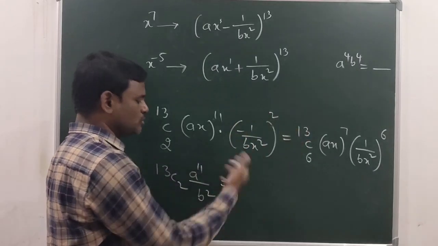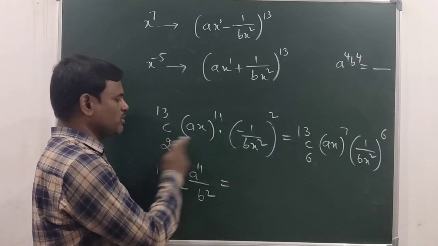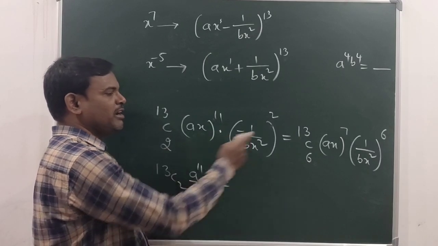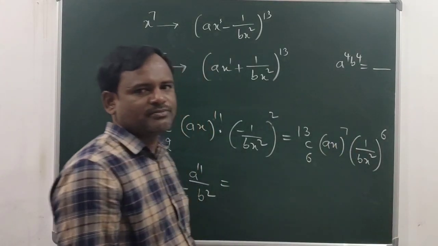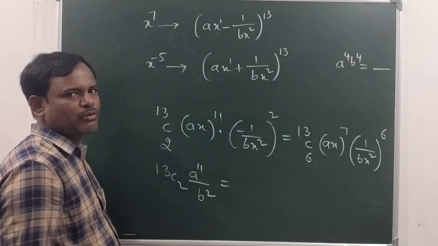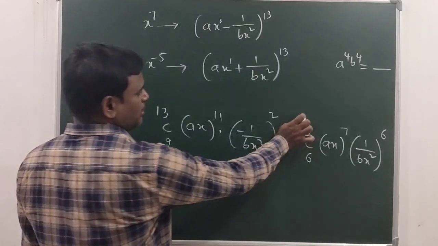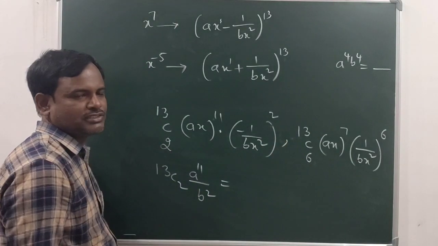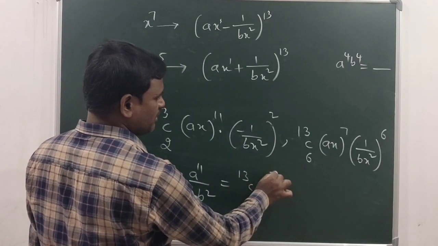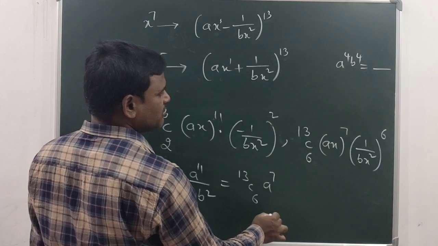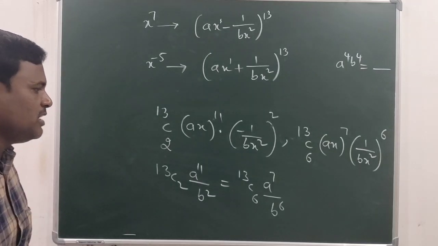So actually no need to write LHS, RHS. Okay, I am just equating the coefficient of x power 7 for the left side, and for the right side the coefficient of x power minus 5. Coefficients you have to equate here. Okay, right, equate them. Otherwise here put a comma, and in the next step equate the coefficients. So here 13 C 6, here a power 7 by b power 6. Okay students, and now let us simplify this.